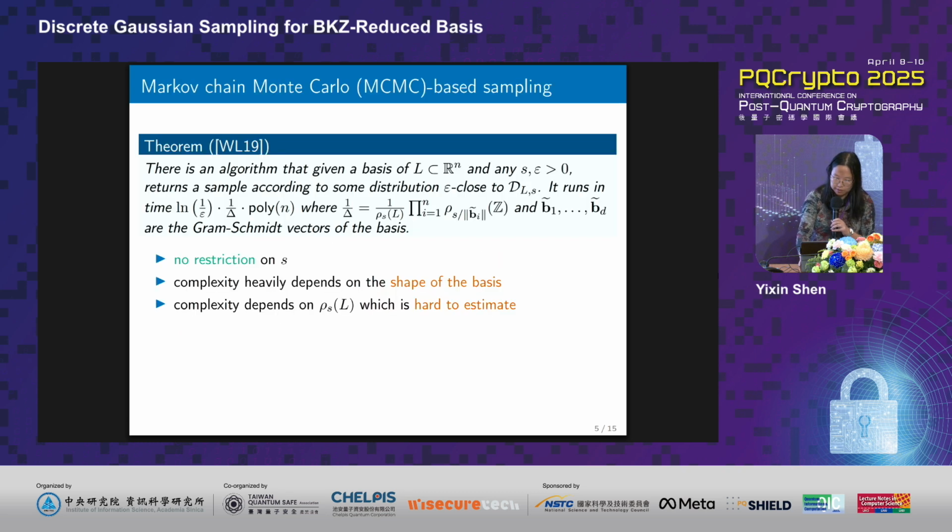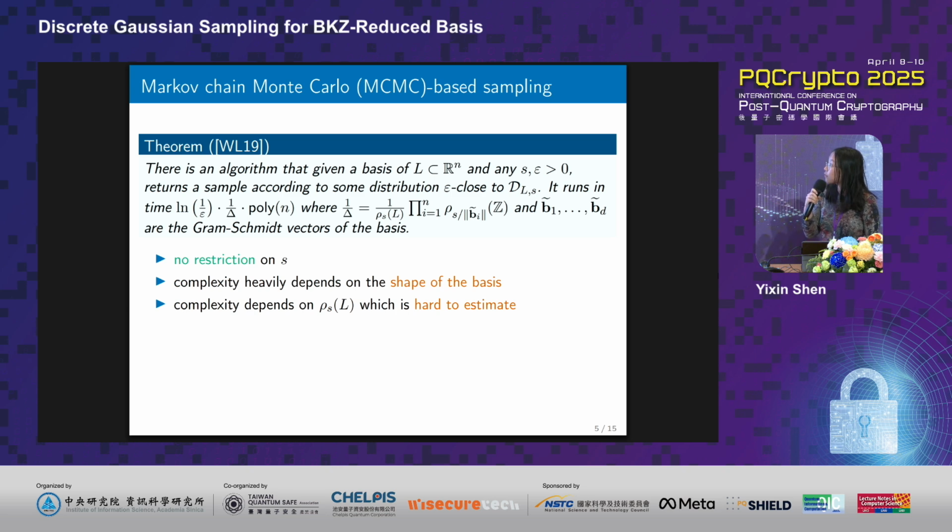So maybe a reason for that is that the complexity of this sampler is actually quite involved. This sampler is called the Markov chain Monte Carlo based sampler. What it is doing is that we are working on a Markov chain whose stationary distribution is the distribution that we want to sample from. So it's the discrete Gaussian distribution here. We work on the Markov chain, and in the end, it will converge to its stationary distribution.